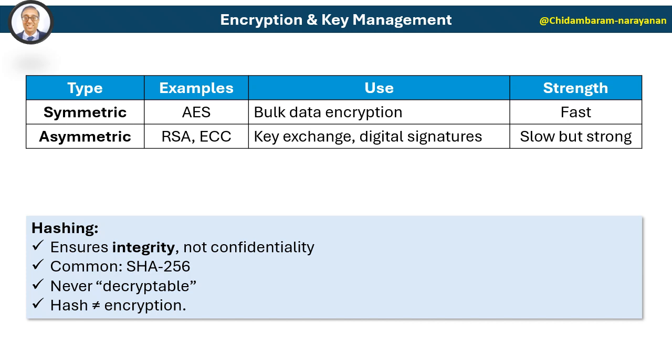All right, so let us start with the fundamental distinction, which is symmetric versus asymmetric encryption. Symmetric encryption uses the same key for both encryption and decryption. Think of it like a traditional lock and key. The same key that locks the door also unlocks it, right? This is how we use it in our house. Something similar to that happens in the symmetric algorithm.